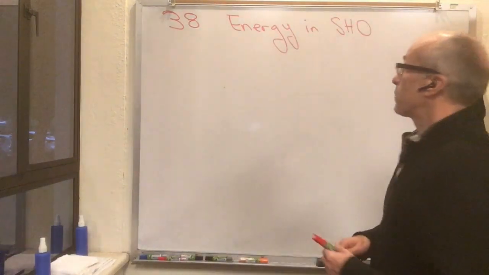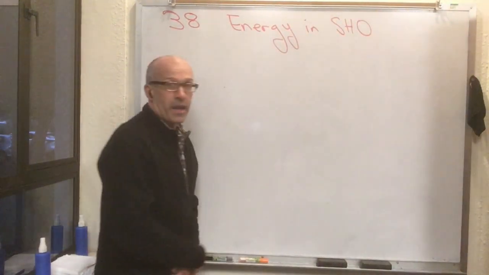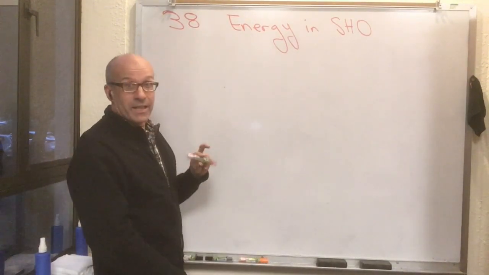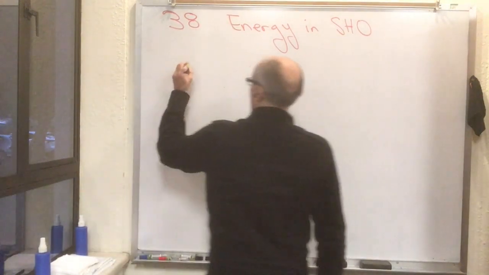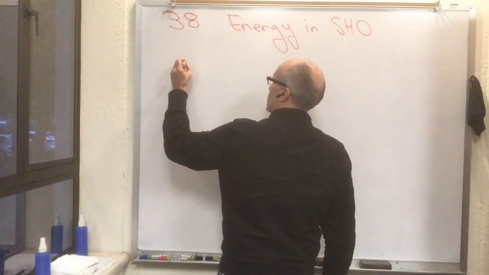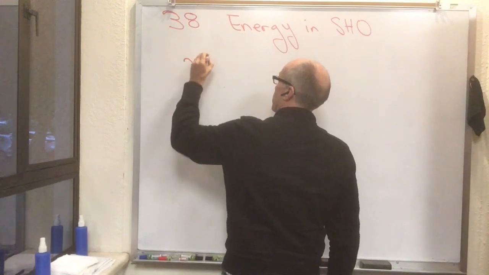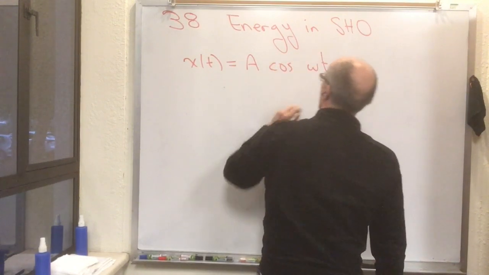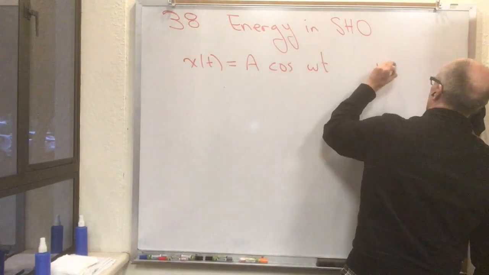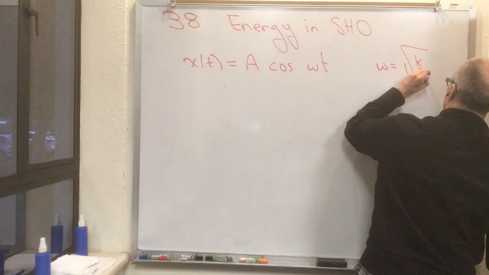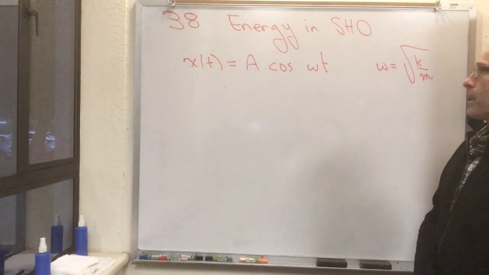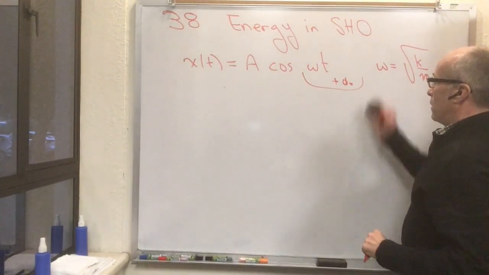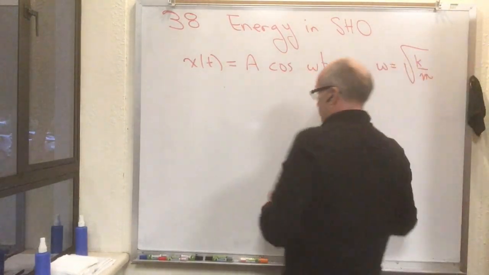So this is flipped lecture number 38, which is on energy in the simple harmonic oscillator. So let's make our lives easy, okay? You know how we have various general solutions? Let's just write our solution like this: x of t is equal to A times cos omega t, where of course omega is still the square root of k over m. All I'm doing is leaving out the plus phi naught term, okay? No reason to be carrying all that around for the moment.